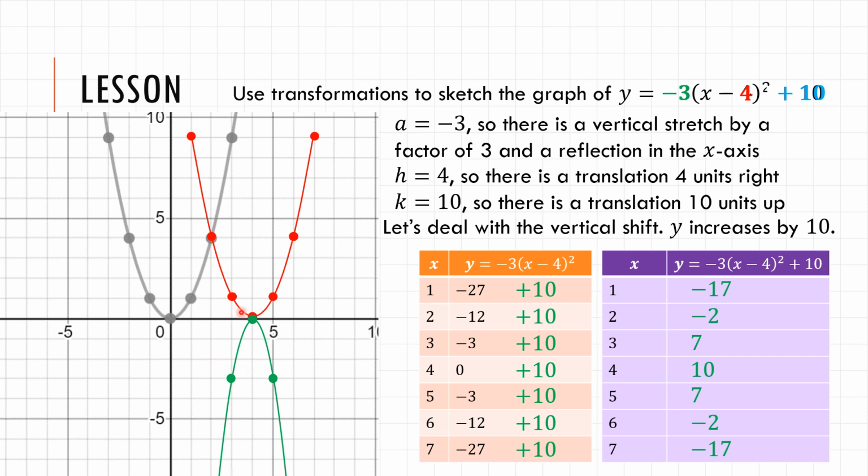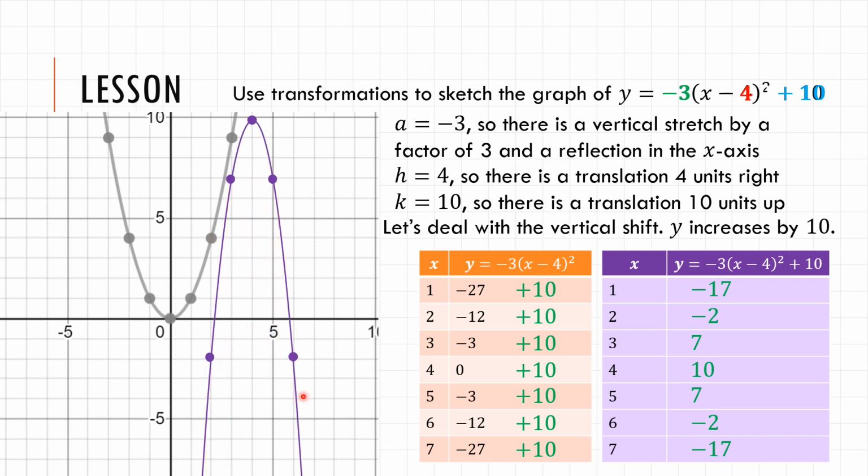And that will make all of the points go up 10 units to here. Just like that. And there we go. I've applied all my transformations. That is my quadratic in its final form, fully graphed.